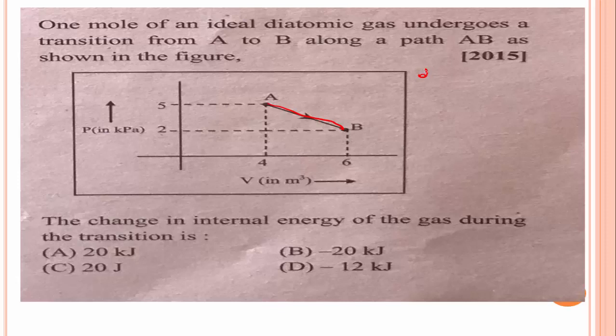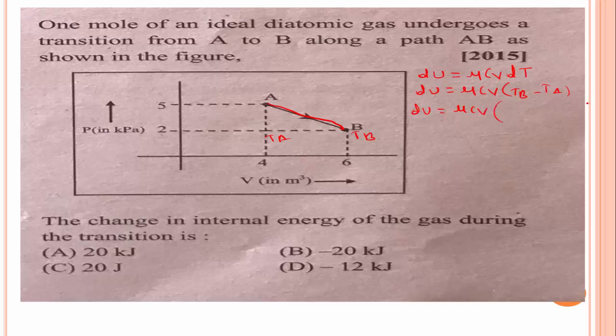Here the change in internal energy, that is dU, is equal to mu into specific heat capacity at constant volume with the temperature change, that is dT. Then the change in internal energy dU is equal to mu into Cv, from point A to B. At this point the temperature is Tb, at this point the temperature is Ta. Cv into the temperature at point B minus the temperature at point A. Therefore dU is equal to mu into Cv.